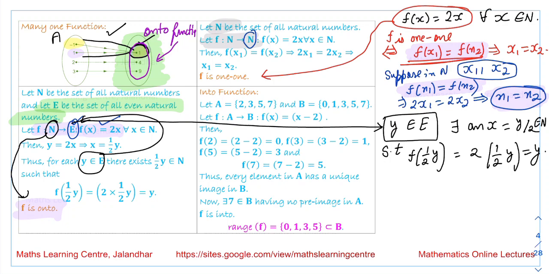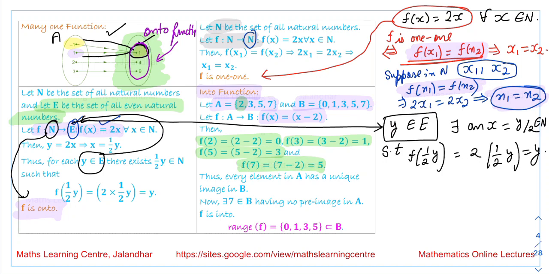Next we have an example of an into function. We say that A is equal to the set 2, 3, 5, 7 and B is equal to the set 1, 0, 1, 3, 5, 7. f is a function defined as f of x is equal to x minus 2. If we list the elements of this function, substituting x is equal to 2, we get f of 2 is equal to 0, f of 3 is equal to 1, f of 5 is equal to 3, and f of 7 is equal to 5.